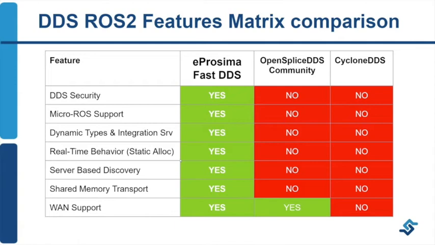So we are super complete for an open source implementation. Here we are comparing the other two open source DDS implementations supported in ROS2, and you can see that we support many features like security, micro-ROS support, dynamic types, real-time behavior, server-based discovery, shared memory transport, and the possibility to use the internet in Fast DDS, and the other implementations out there don't support these kinds of features.